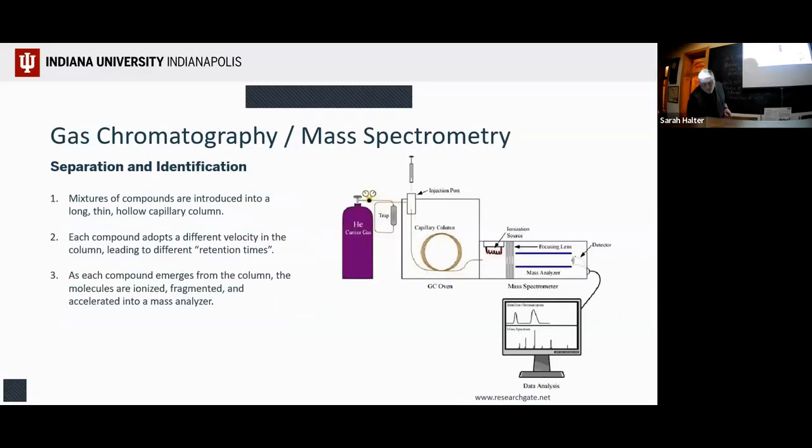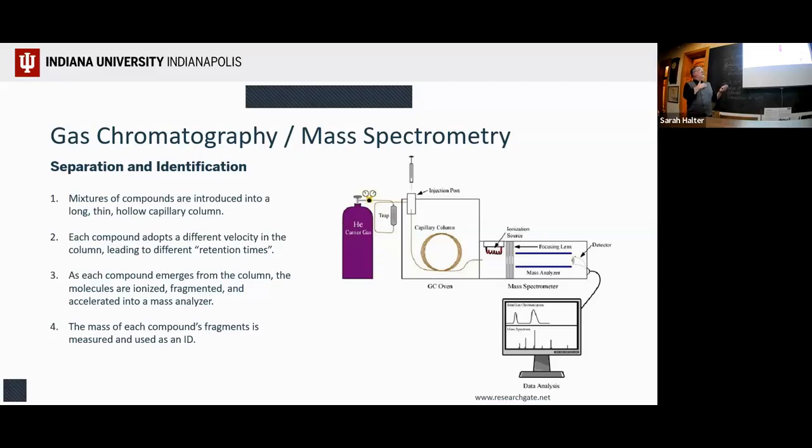And the next step, the important part, is actually identifying things. And so the GCMS, gas chromatography mass spec, is a two-stage process. So if you look at this little diagram here, if you look at the box in the middle, this is just an oven. And inside the oven is a long, thin glass tube. It's called a capillary column.